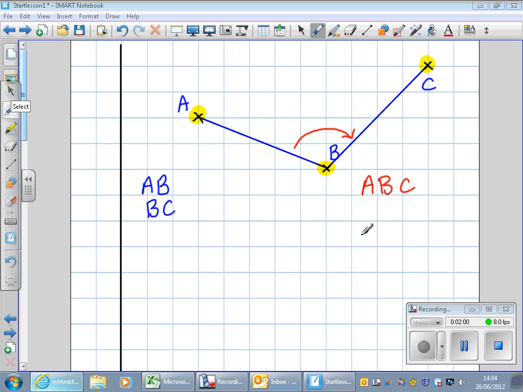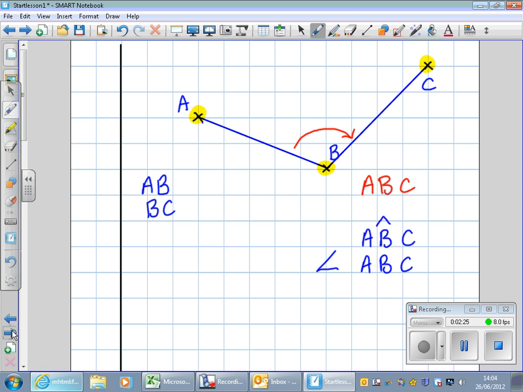Another way you might see it written is as follows. You might see ABC with a little arrowhead above, or caret I think it's called, above the middle letter where the two lines join. Or another alternative is you see this shape here in front of ABC. It's saying the angle ABC. Probably the most informative is this one here.